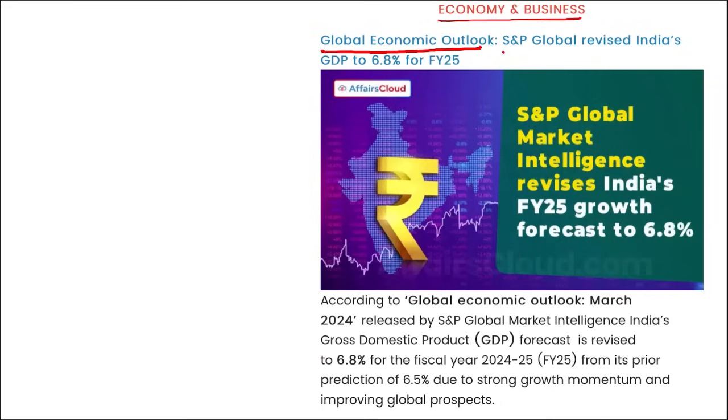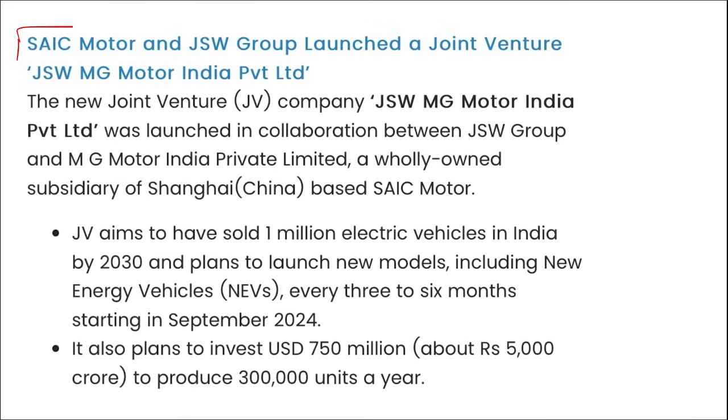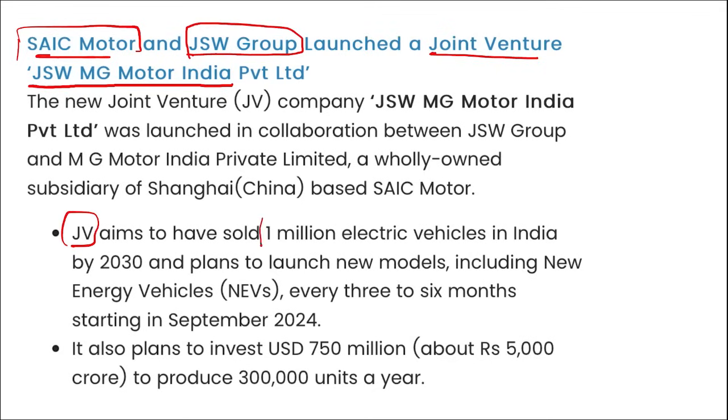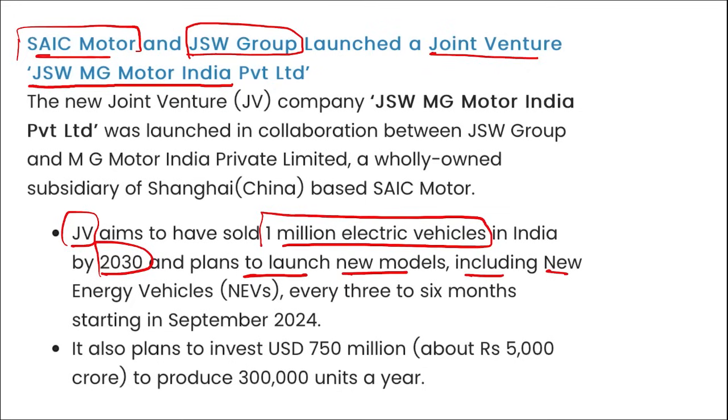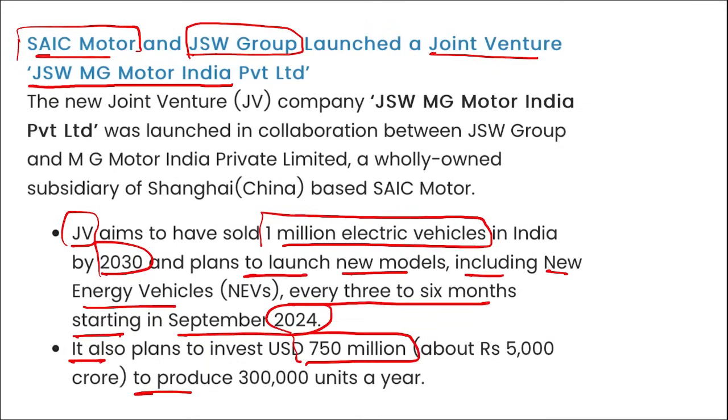Next is economy and business. Global Economic Outlook, as we just saw, S&P Global revised India's GDP to 6.8% for fiscal year 25, and inflation here will be at around 5.1%. Next, SAIC Motor and JSW Group together launched a joint venture, JSW MG Motor India Private Limited. This joint venture aims to sell 1 million electric vehicles in India by 2030 and plans to launch new models including new energy vehicles every 3 to 6 months starting in September 2024. They also plan to invest $750 million to produce 3 lakh units a year.